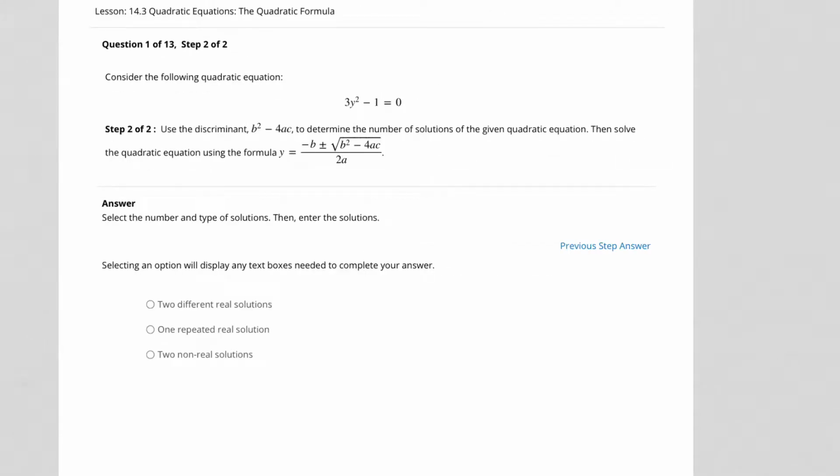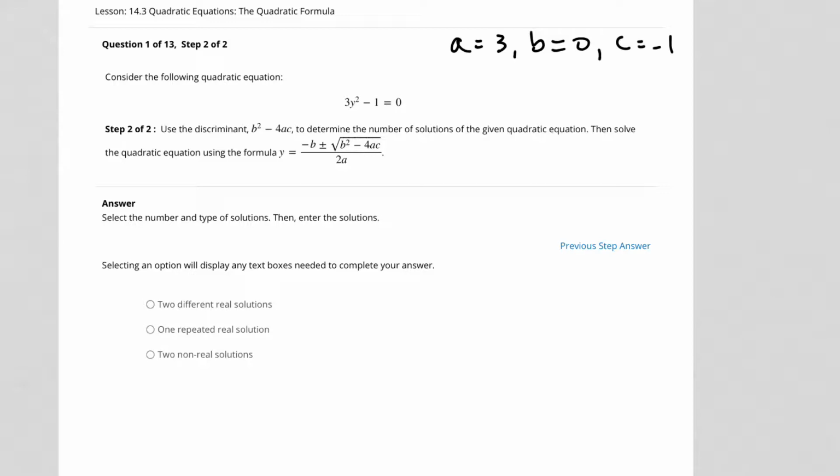Step 2 of 2, we're going to use the discriminant, which is b squared minus 4ac, to determine the number of solutions of the given quadratic equation. Then solve the quadratic equation using the formula y equals opposite of b plus or minus the square root of b squared minus 4ac all over 2a. So remember, a is 3, b is 0, c is -1.